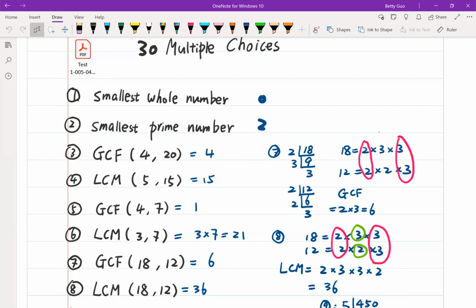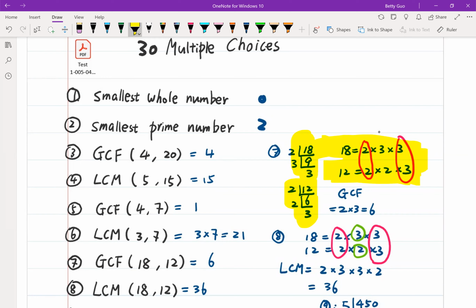Number 7, find the GCF for 18 and 12. This is not a special case number 1 or special case number 2. So we are going to apply the 3-step procedure for finding GCF. Step 1, we prime factor both 18 and 12. 18 equals 2 times 3 times 3. 12 equals 2 times 2 times 3.